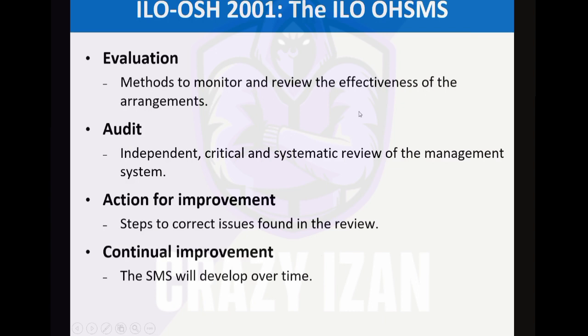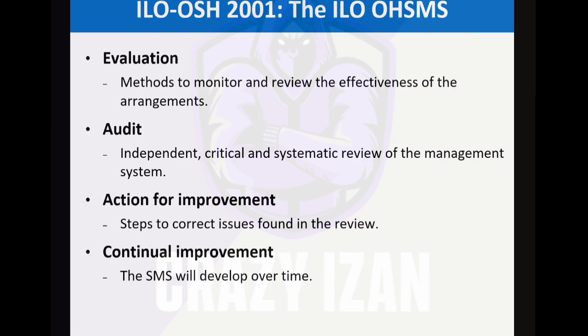You're going to decide on various indicators which are going to show you whether your performance is going in accordance with the plan or not. Then we have auditing. Audit is an independent, critical, and systematic review of the management system. So you're looking at the entire management system when you're auditing.